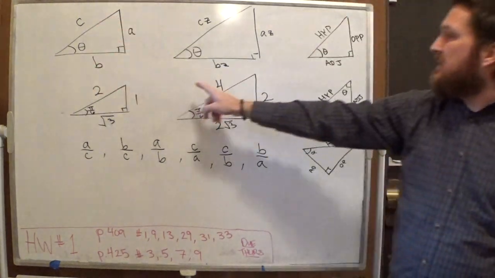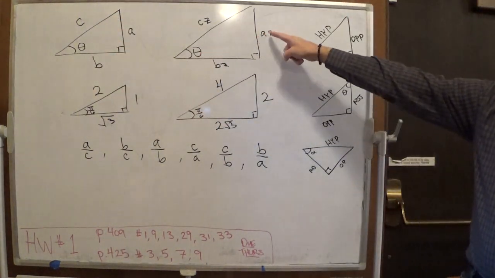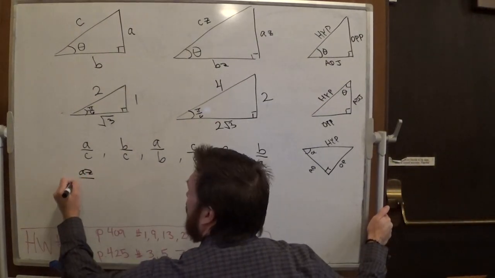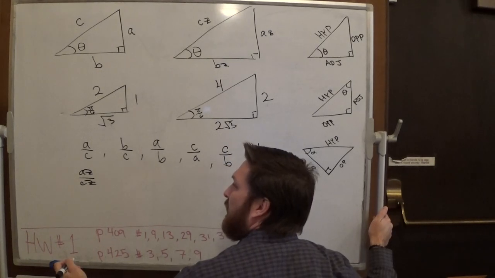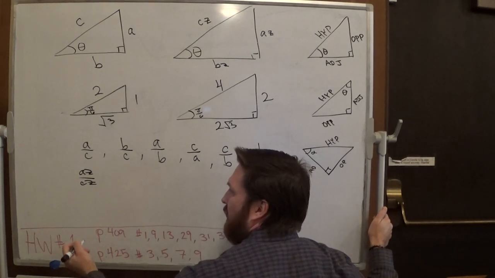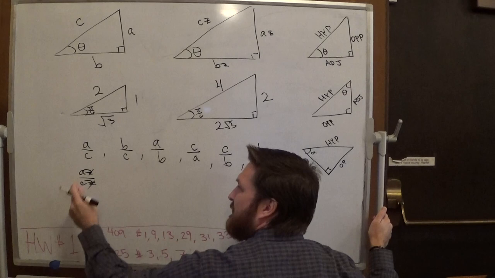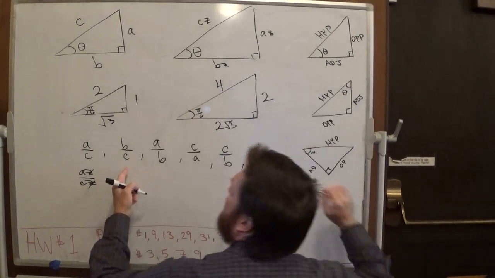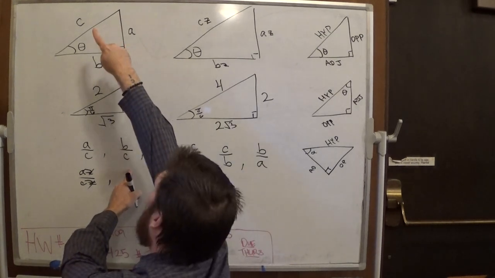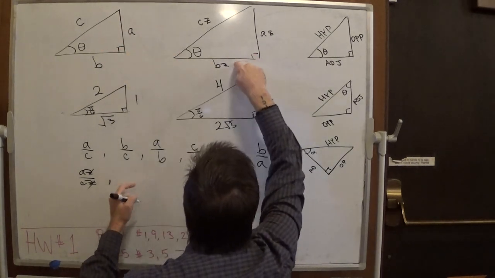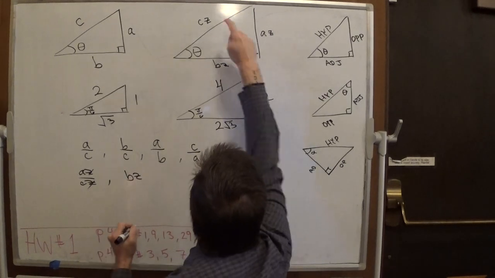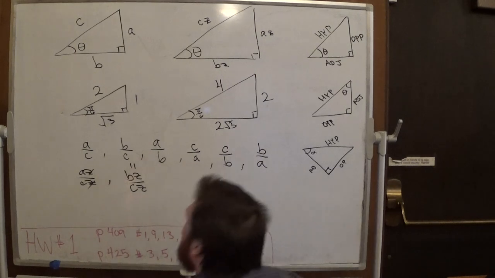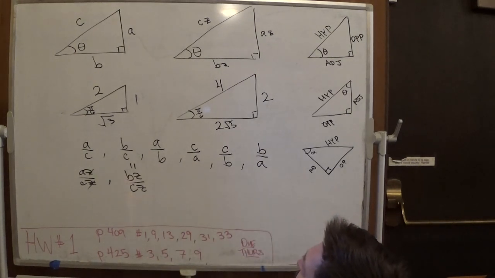So in this case, what I did is I went to theta, and I took the opposite over the hypotenuse. And now let's see what happens when I do it here. Opposite over hypotenuse is AZ over CZ. Can I simplify that at all? A over C, which is exactly the same as that. Now let's see. This is adjacent over hypotenuse. So if I go adjacent over hypotenuse, it's B over C. It's still the same. Do you believe that it's the same for all of these?